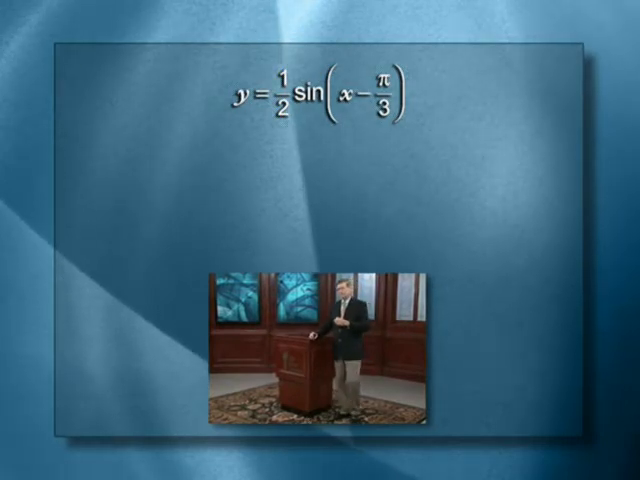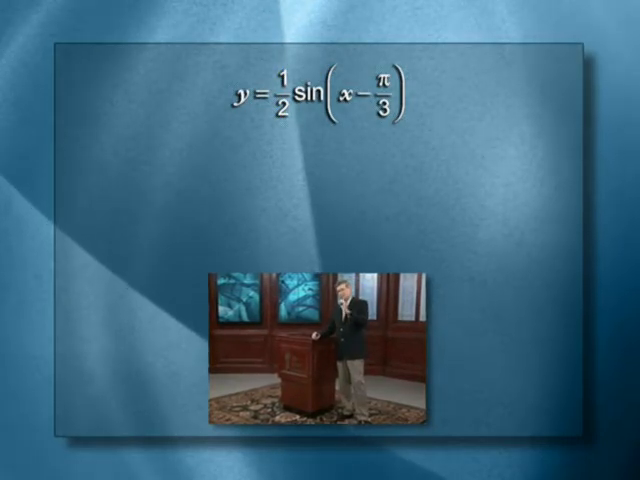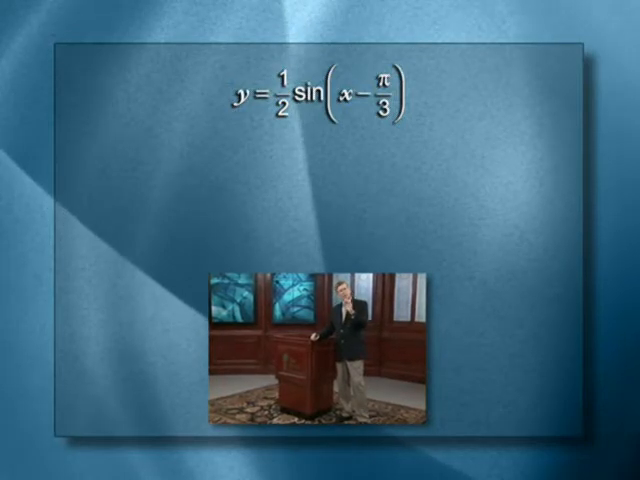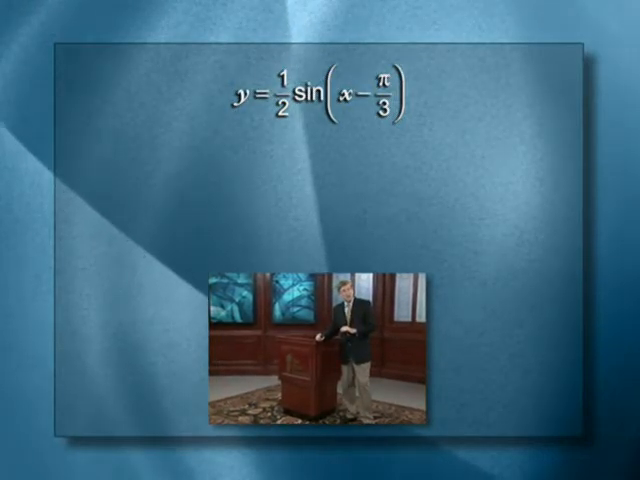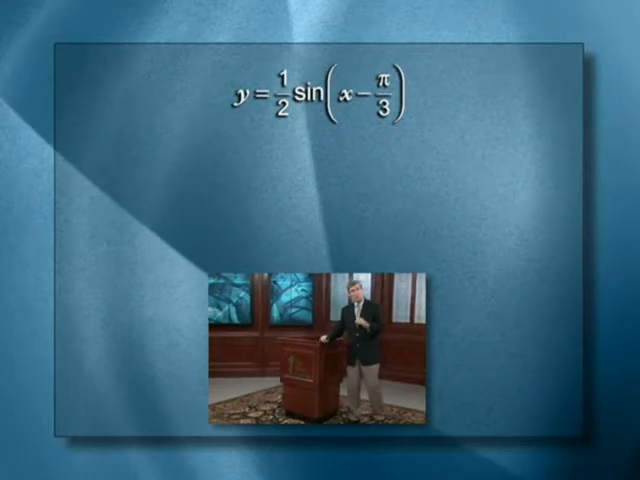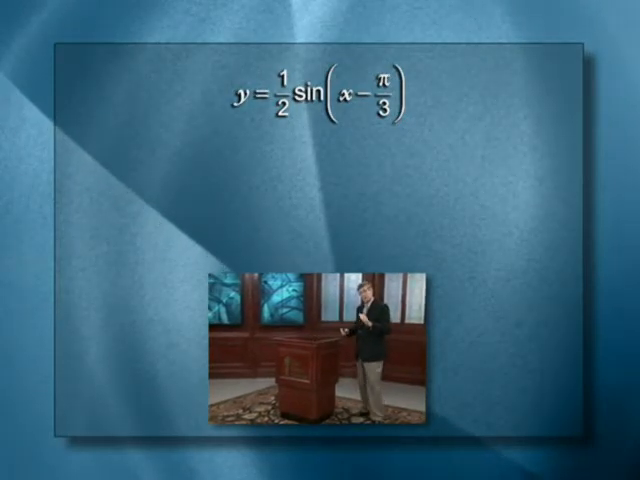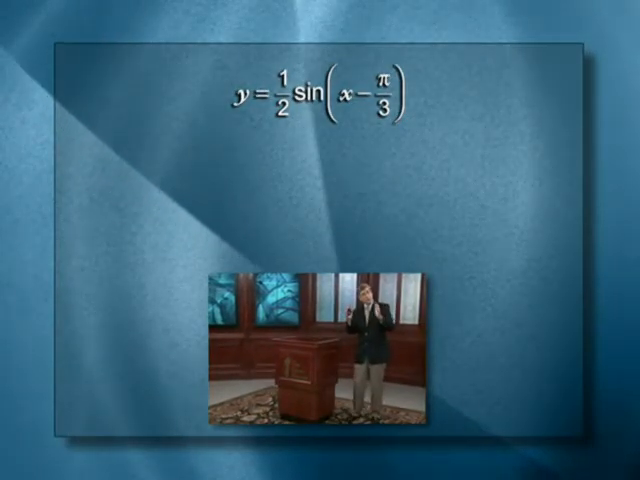How about the period? Well, that's the b coefficient. Remember, it's 2 pi over b, but b is 1 here, isn't it? It's just x. So the period is still 2 pi. So I'm comfortable with the amplitude and the period.